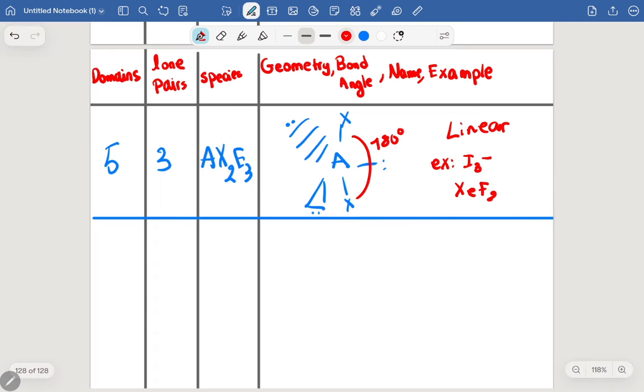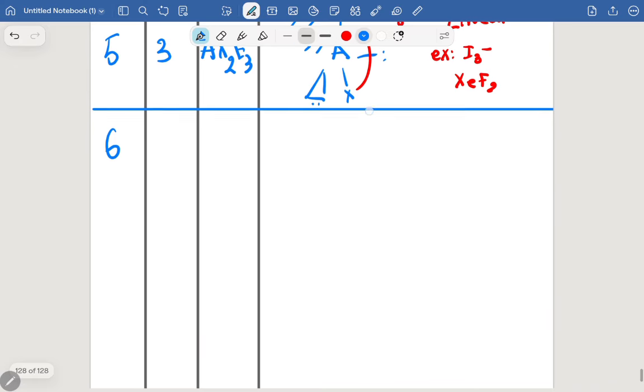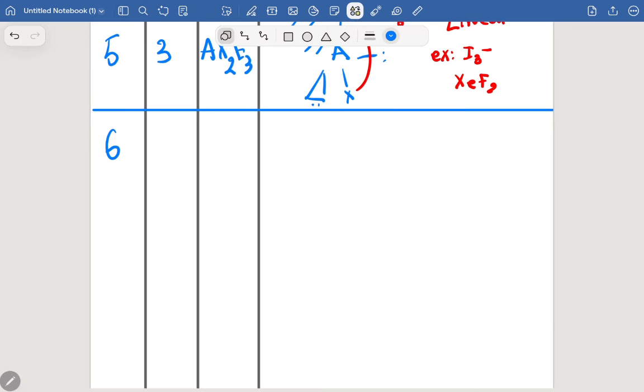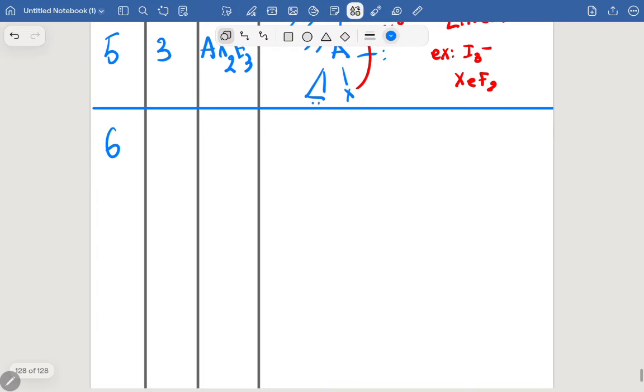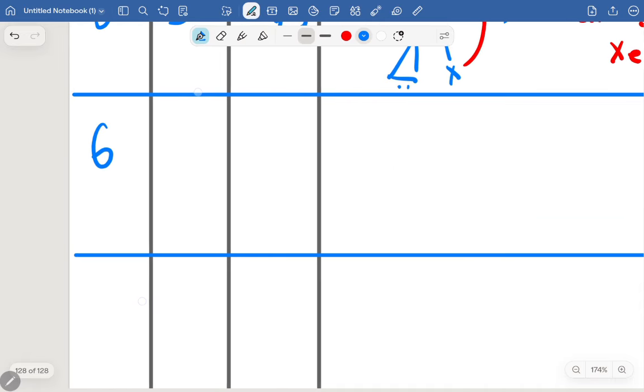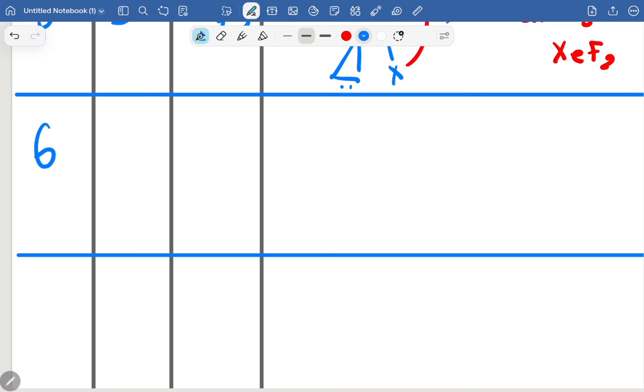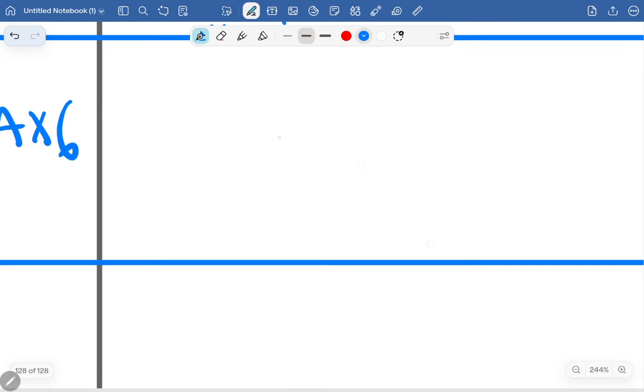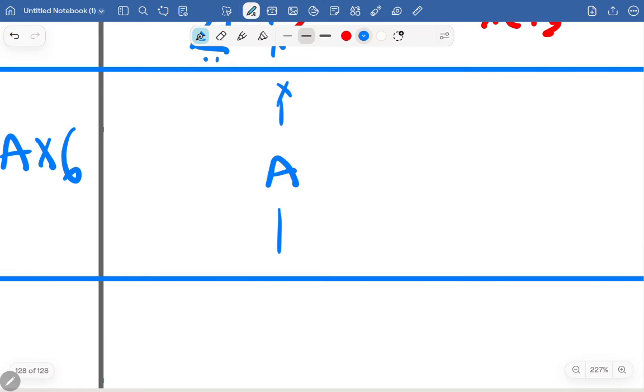We will move on to 6. What does it say in 6? For 6, they only gave us 3 examples, and in the chart I'm going to show you, they put more structures, but for now, we will follow the book. So they said, let's say we have 6 electron domains, but 0 lone pairs. That means it's going to be AX6. We will start with the central atom A, and we will have, of course, these 2 being linear to be as far apart as possible.